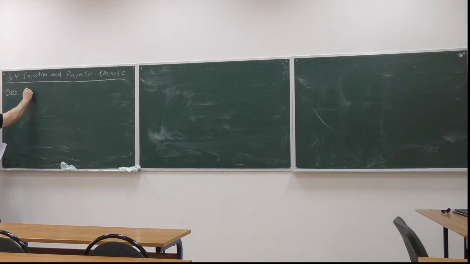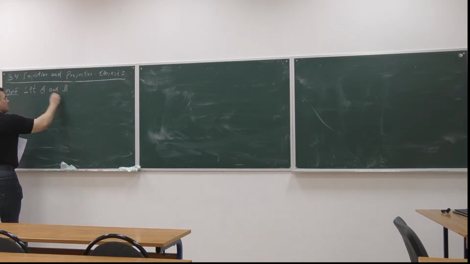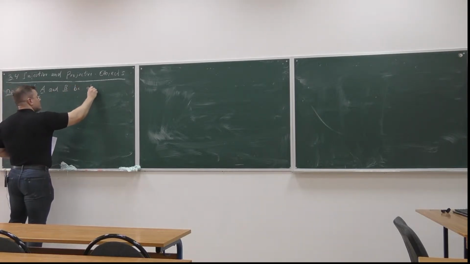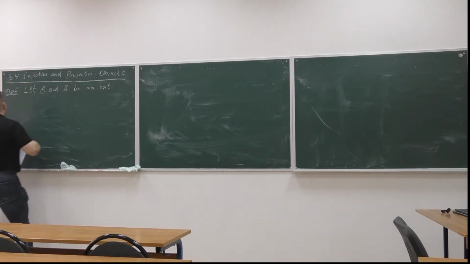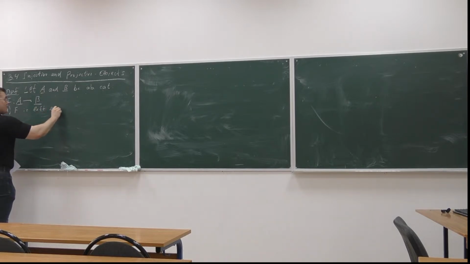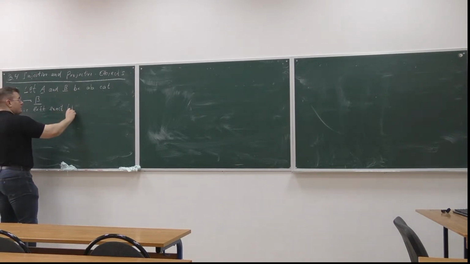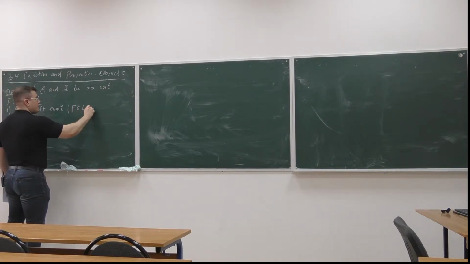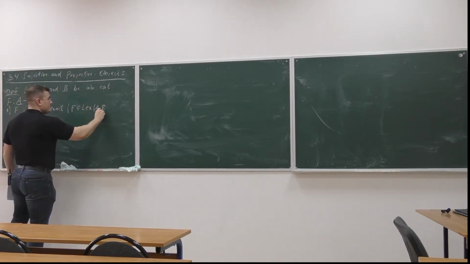So suppose we have two abelian categories, let A and B be abelian categories. And suppose we have a functor f from category A to the category B. Then this functor f is called left exact, and there is a notation for this. I'm going to write that f is in Lex(A, B).